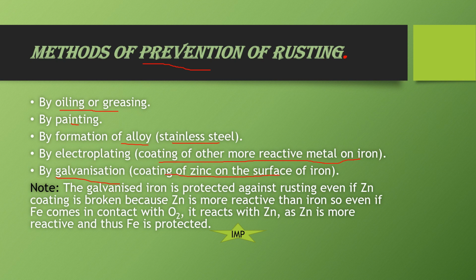Now there is a very important question: the galvanized iron is protected against rusting even if the zinc coating is broken. What is the reason for this? So the reason is when the zinc coating is broken, then zinc and iron both are exposed to air, but because zinc is more reactive, it reacts with atmospheric oxygen rather than iron, and hence iron is protected.